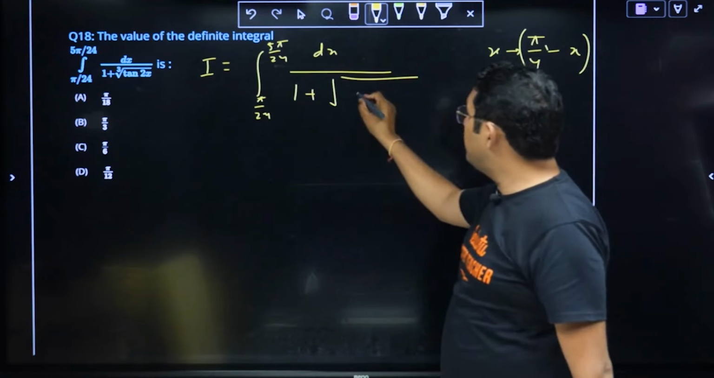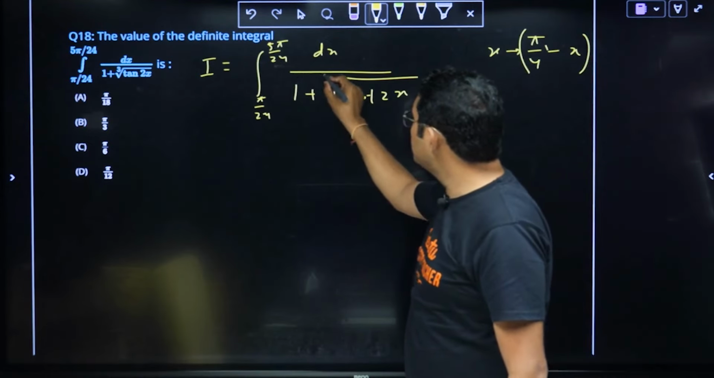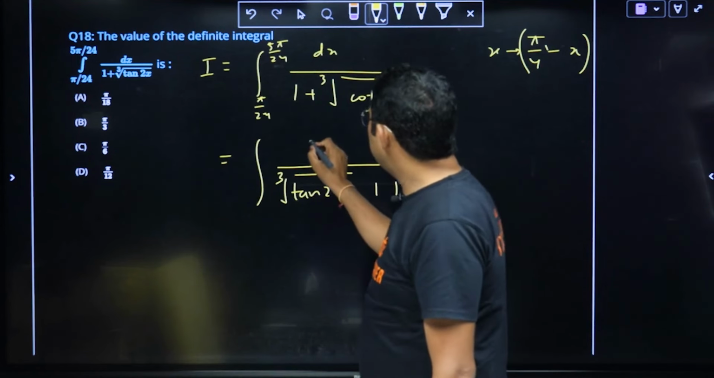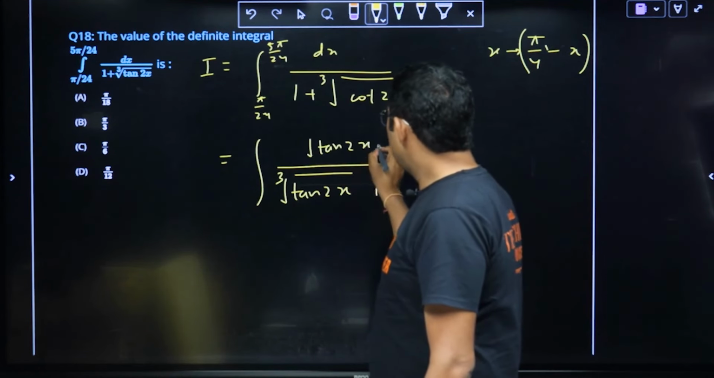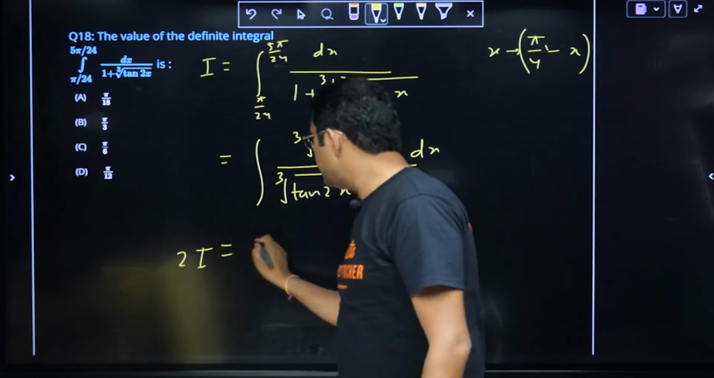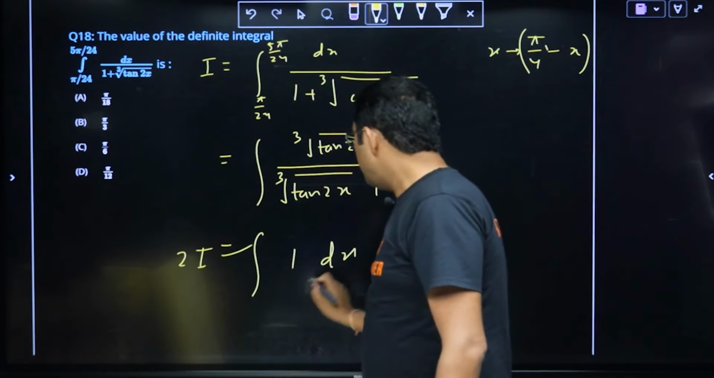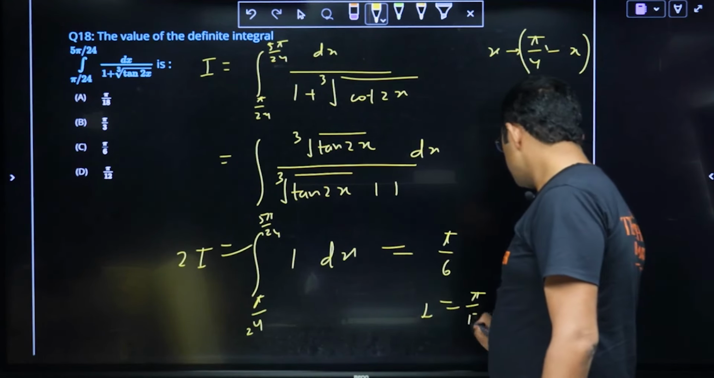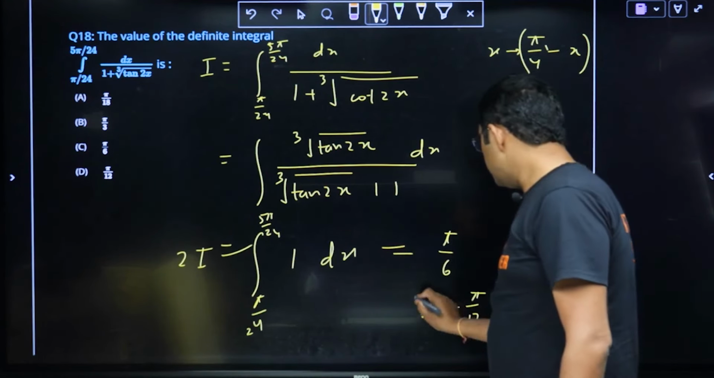If you do this, tan will become cot 2x, cube root. Okay, if I write cot as 1 upon tan, you can see it will become cube root of tan 2x upon cube root of tan 2x plus 1, and this cube root of tan 2x will come in the numerator also. Now these two things if you add, you get 2I, and it is nothing but 1 here, dx. Limits are from pi by 24 to 5 pi by 24. So this will be 4 pi upon 24, that is pi upon 6. So I will be equal to pi upon 12. So answer for this question is D.